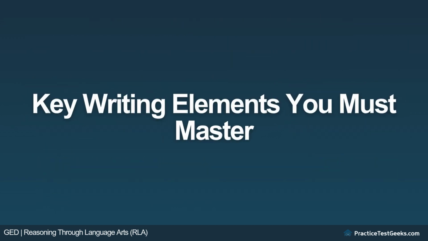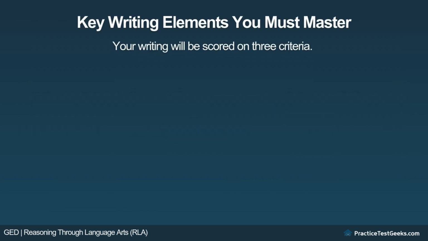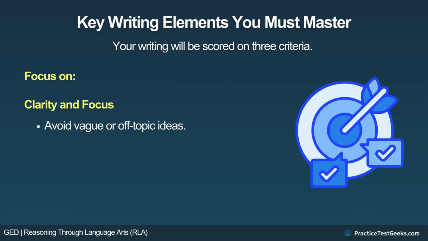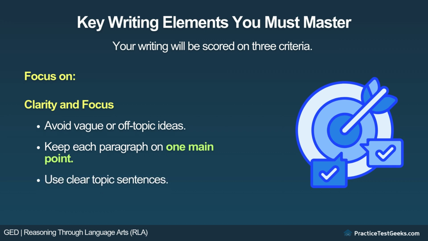Before you start writing, it's important to know how your essay will be scored. Your writing will be judged based on 3 key criteria. Here's what you need to focus on. First, clarity and focus. Avoid vague or off-topic ideas. Keep each paragraph focused on one main point. Use clear topic sentences to guide your reader.